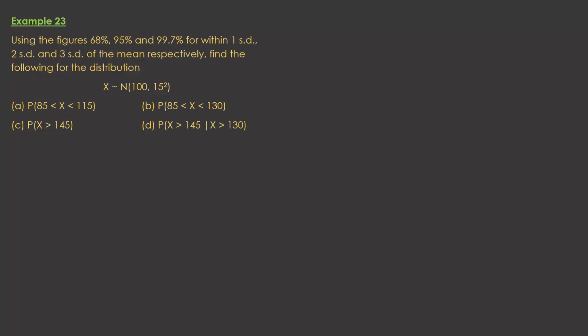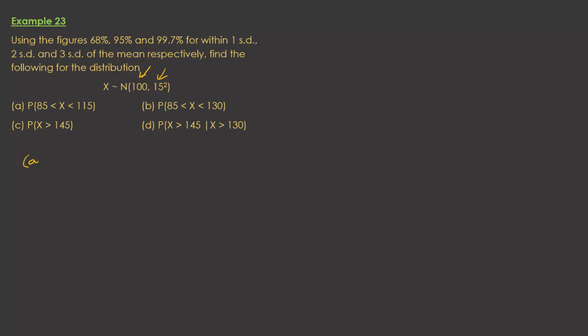Using the figures 68%, 95% and 99.7% for within 1 standard deviation, 2 standard deviations and 3 standard deviations of the mean respectively, find the following for the distribution given here. And we can see that the mean is 100 and the standard deviation is 15.